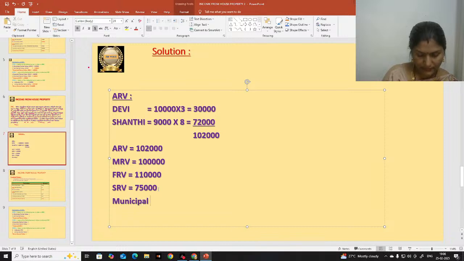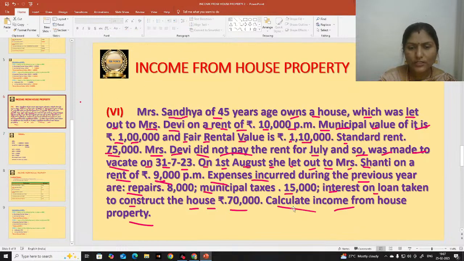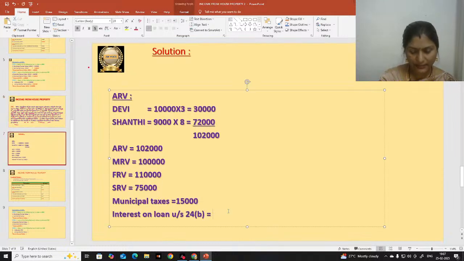Municipal taxes. How much municipal taxes? 15,000. Next, interest on loan under section 24 subsection B is equal to interest on loan. How much here? 70,000. So let us take that also. 70,000.